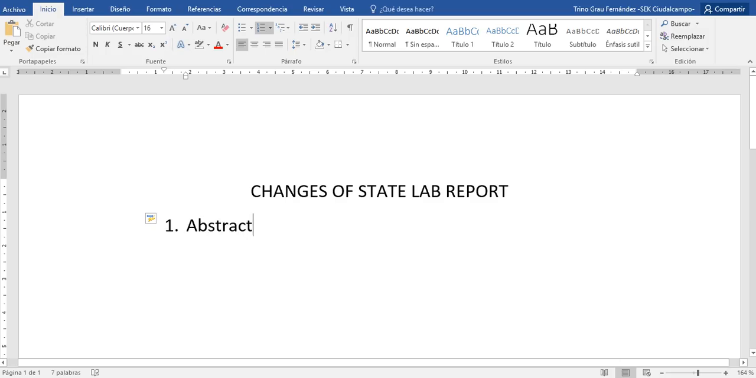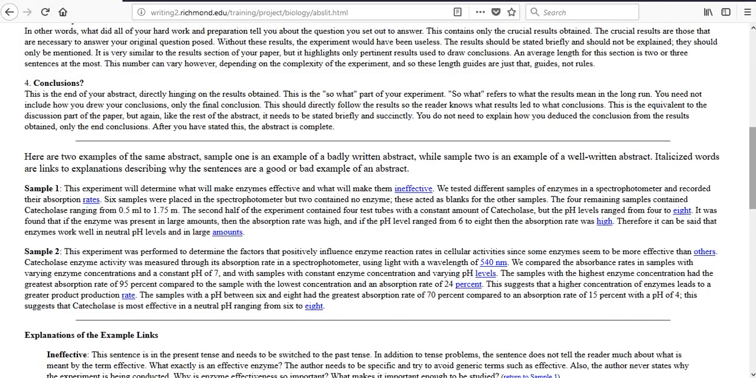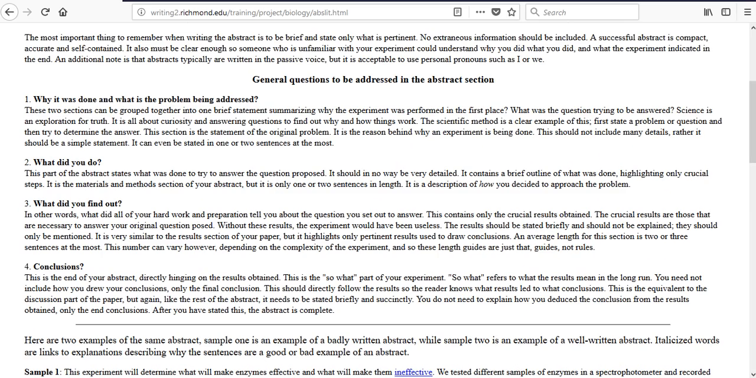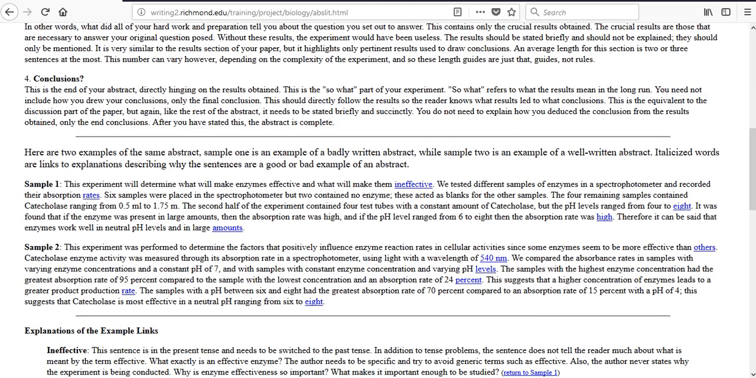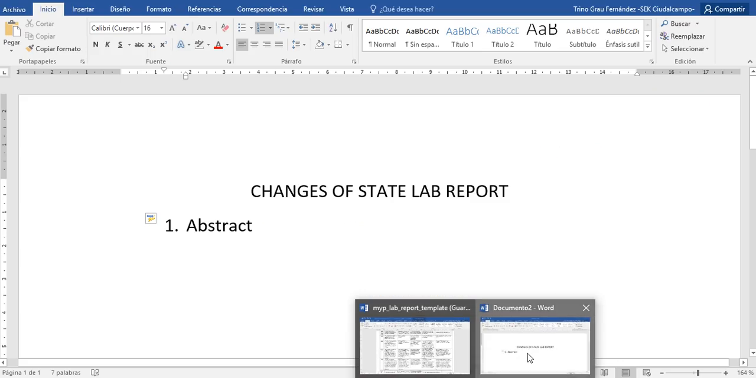In the abstract you need to include the four parts that need to be addressed: why it was done, the experiment, what is the problem being addressed, what did you do, what did you find out, and the conclusions. Here you have two examples. The first sample is an abstract that is not correctly written. Then in the second sample you have the abstract correctly written, and in this example you can see how an abstract can be written. So that will be the abstract.